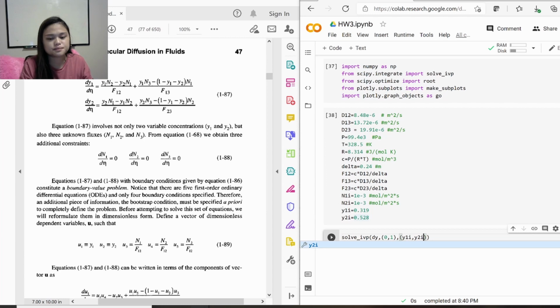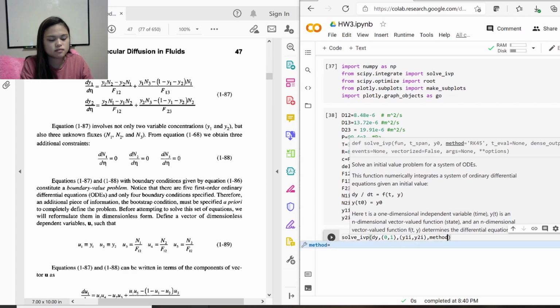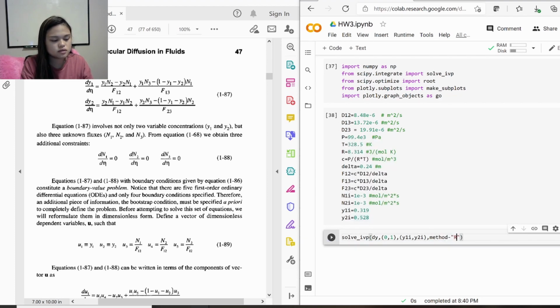For the acetone and methanol. Then method, Radau.